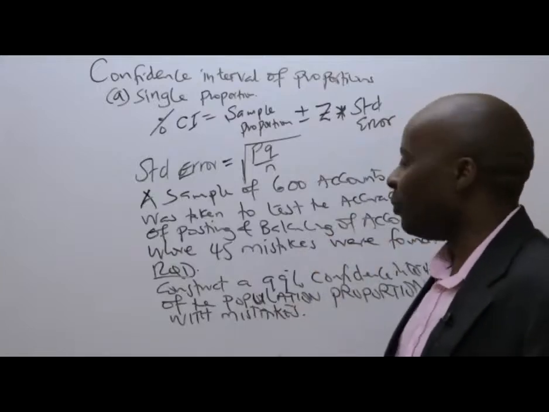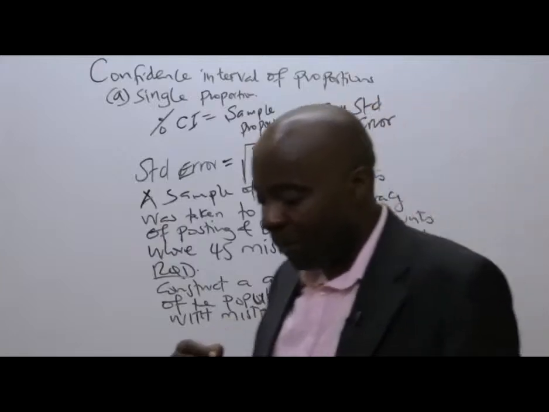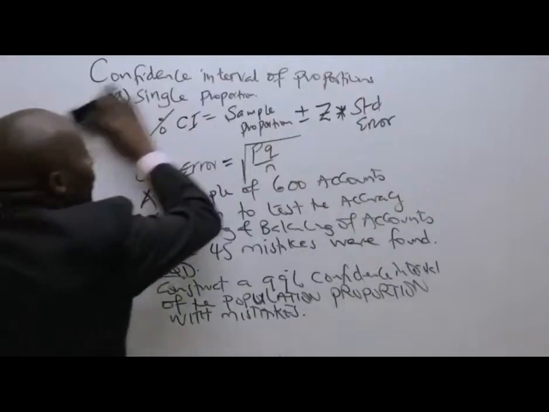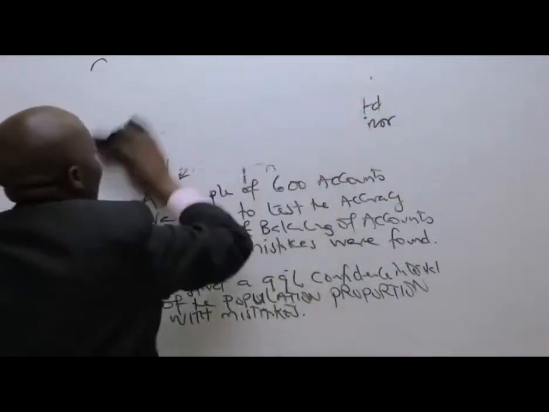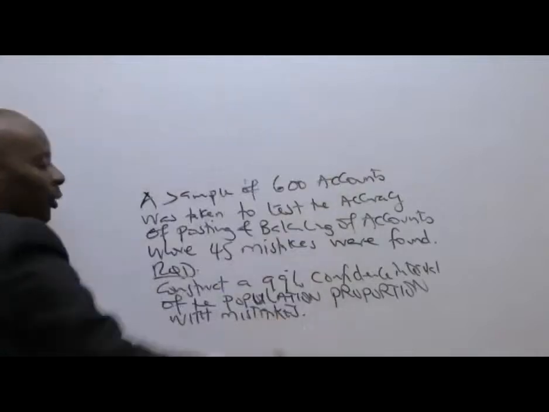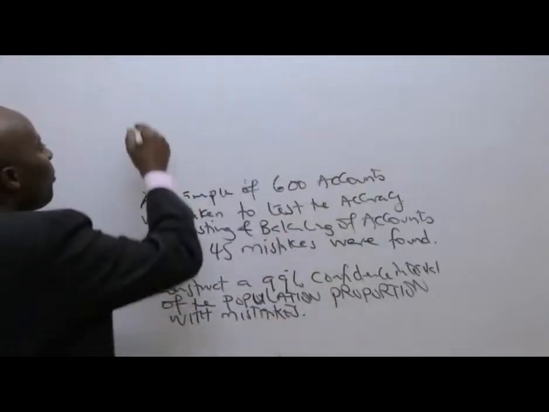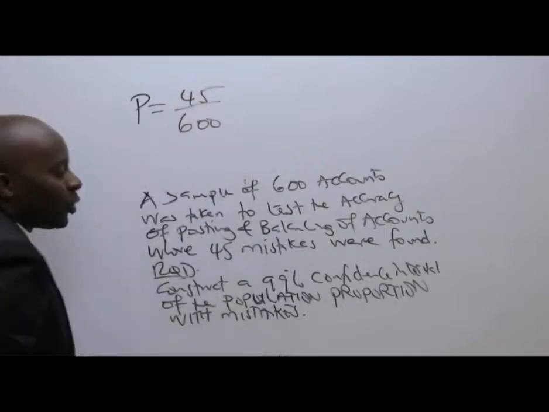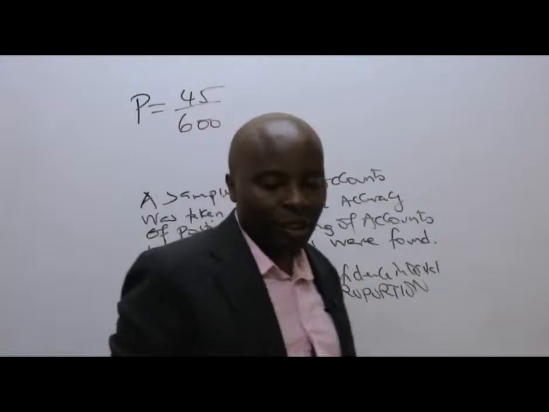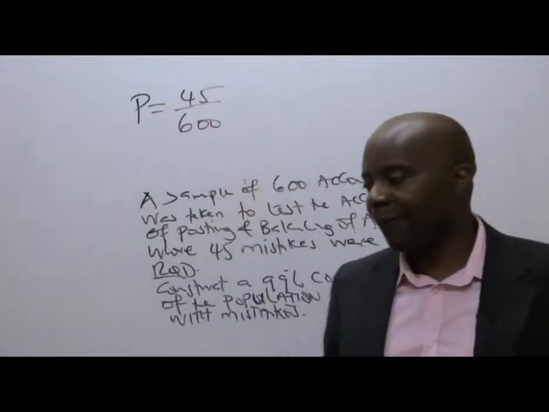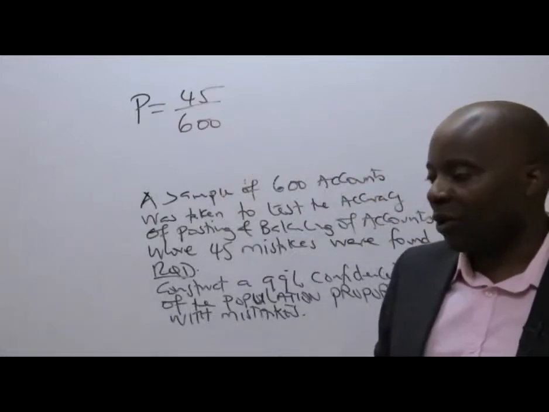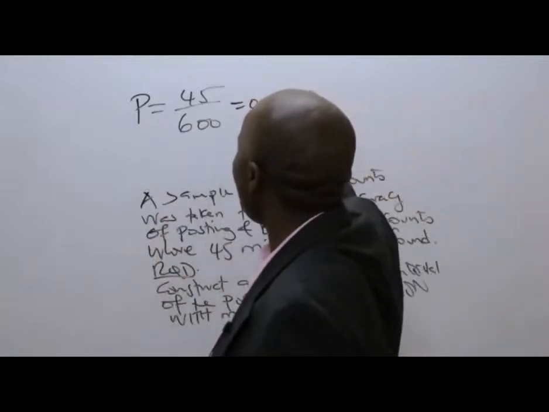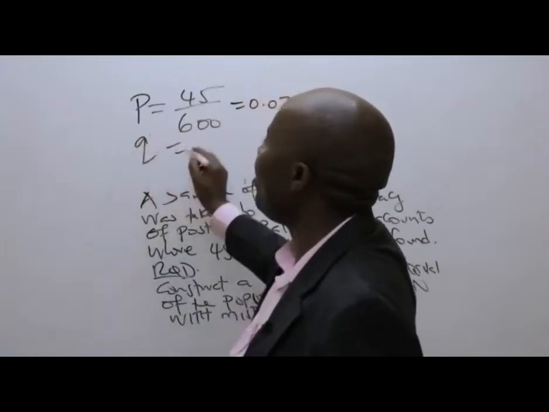So give me the sample proportion with mistakes. The sample proportion here with mistakes will be 45 out of 600. What is 45 over 600? I can see someone giving me 0.075. So then what do you think will be our Q?